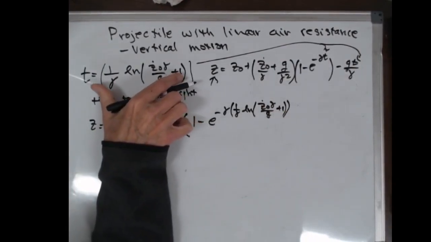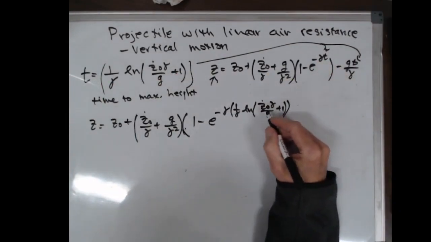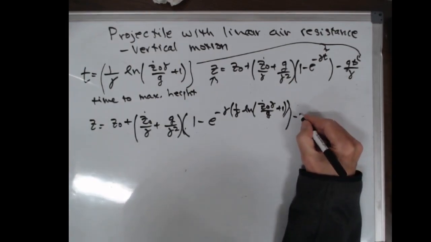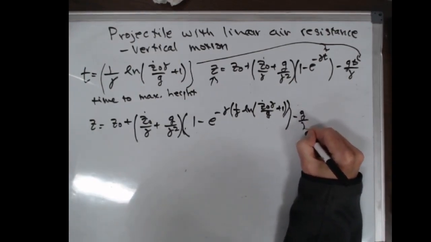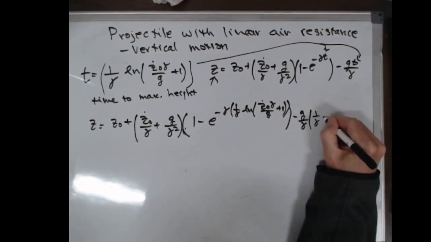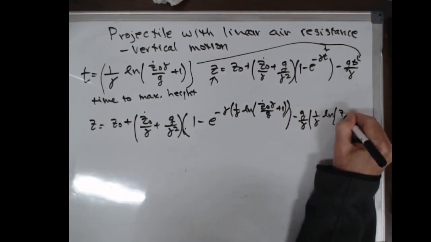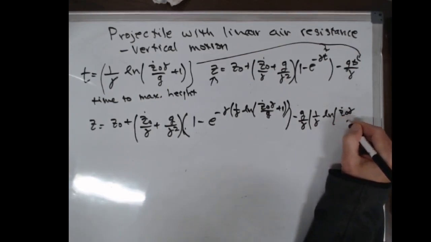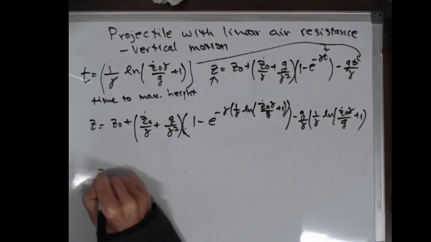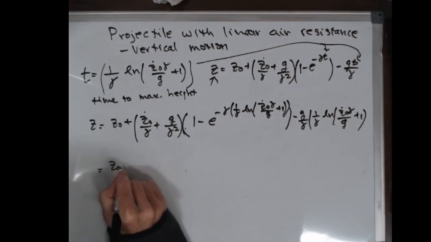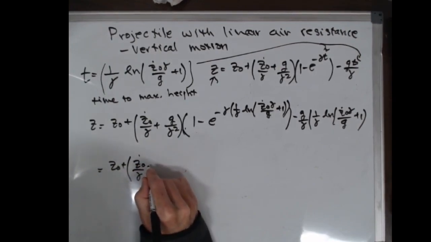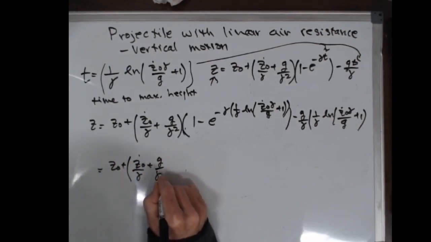Right? I just took this piece in and stuck it in for the time, e to the minus gamma, and so I close this parentheses minus, and so now I have g over gamma times that thing in parentheses there, which is 1 over gamma log of z dot naught gamma over g plus 1, and that gives me z naught plus z naught dot over gamma plus g over gamma squared.